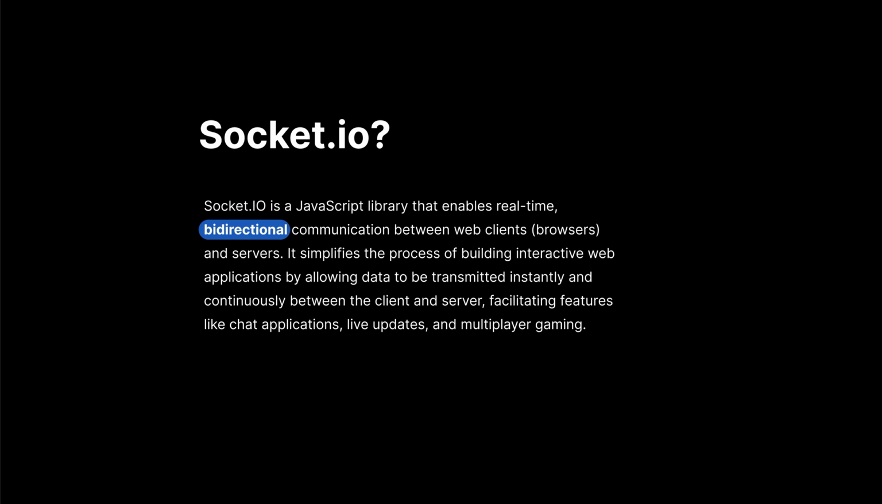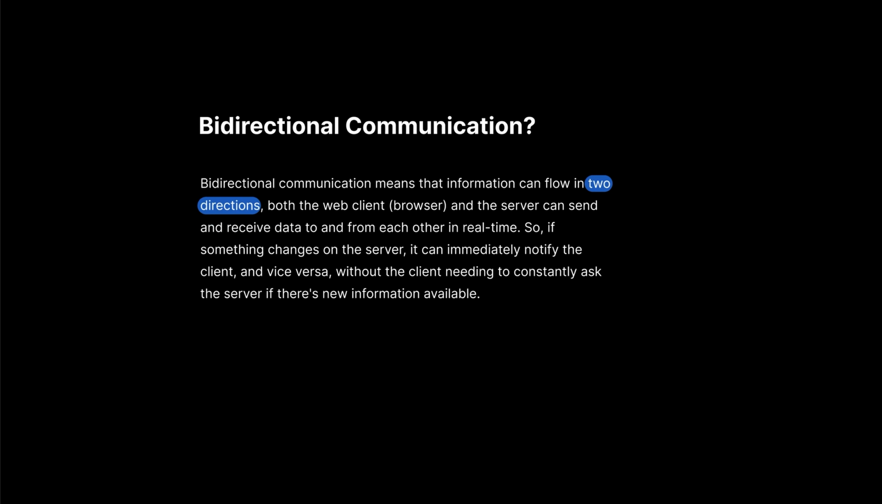But now let's talk about what bidirectional communication means. Bidirectional communication means that information can flow in two directions. Both the web client, like a browser, and the server can send and receive data to and from each other in real time. If something changes on the server, it can immediately notify the client and vice versa, without the client needing to constantly ask the server if there's new information available or not.